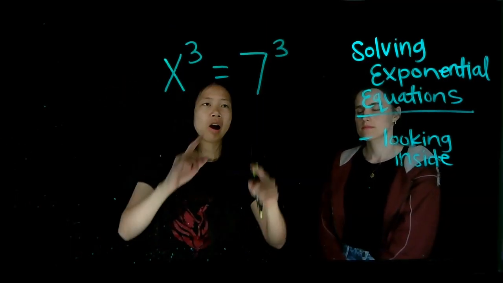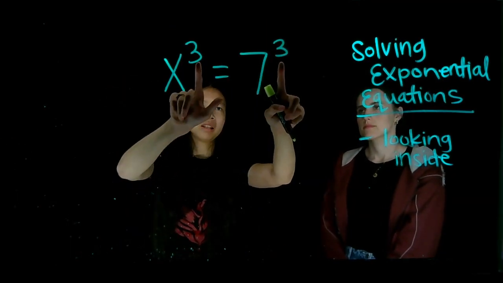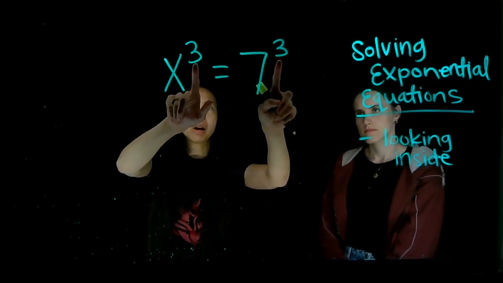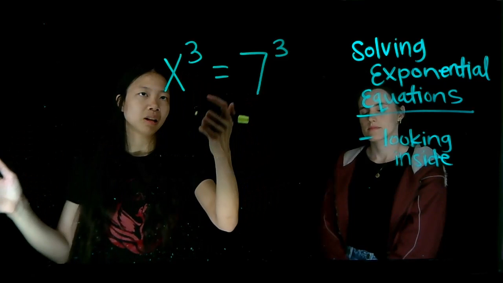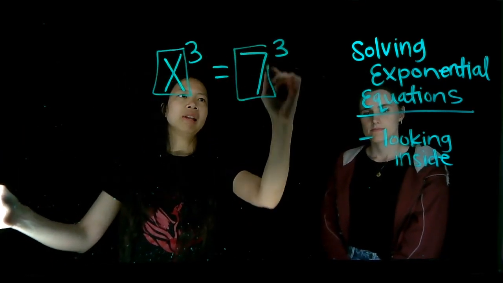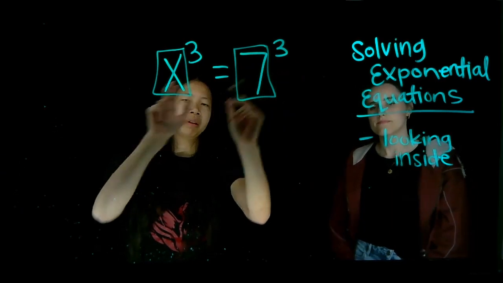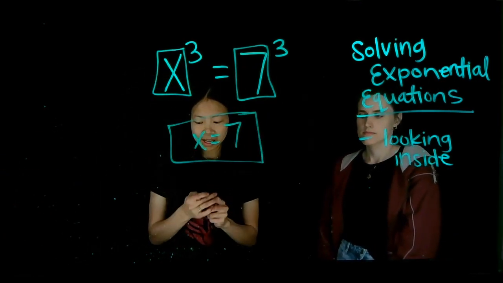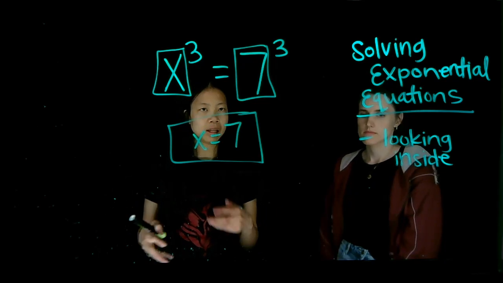Now in this case, our exponents are the same. Something to the third equals 7 to the third. Well, because the exponents are the same, I know that the bases need to be the same for this equation to be true. So I can look inside the bases this time and know that x equals 7 because they're both being raised to the third power. All right, so that is the basic idea of looking inside. Let's do a couple more where it looks a little more complex.